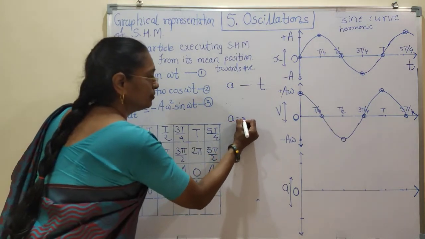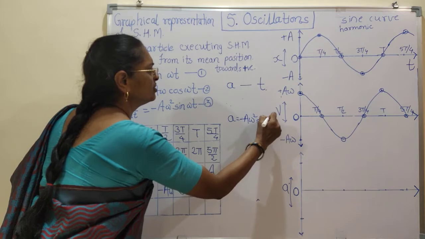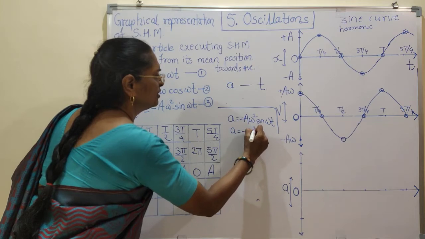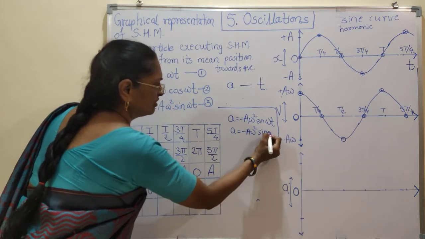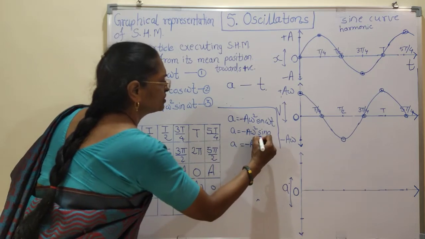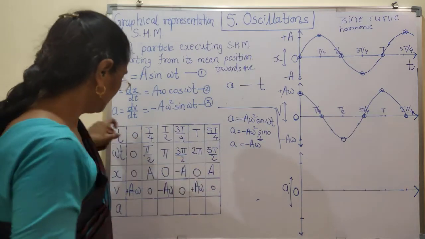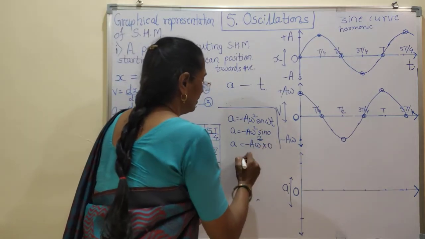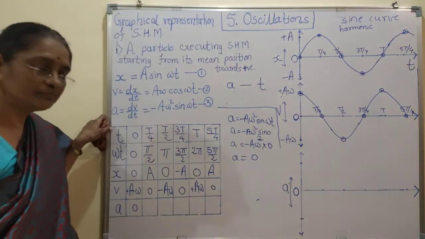So here a is equal to minus A omega square sin omega t, that is the expression. We get a is equal to minus A omega square sin 0. Sin 0 is 0. Therefore, acceleration a is equal to 0.